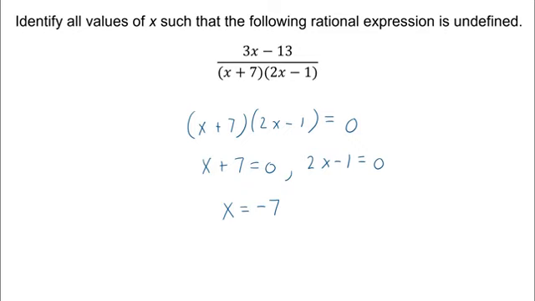Now let's solve the right equation. Take the first step by adding 1 to each side. That's going to give us 2x equals 1. Continuing to solve the right equation, let's divide both sides of that equation by 2. That gives us x equals 1/2. So again, in this example, we have 2 disallowed values, or 2 restricted values, x equals -7 and x equals 1/2.